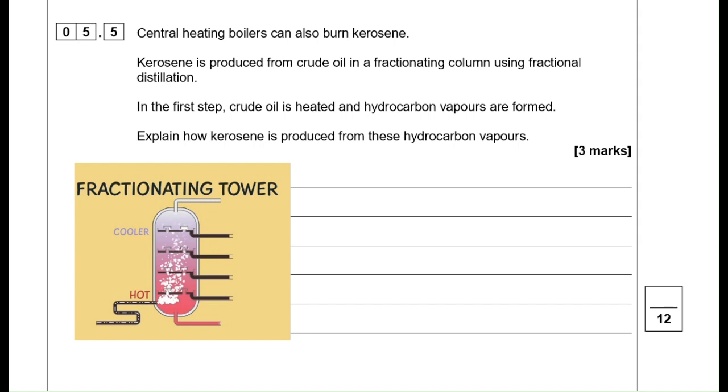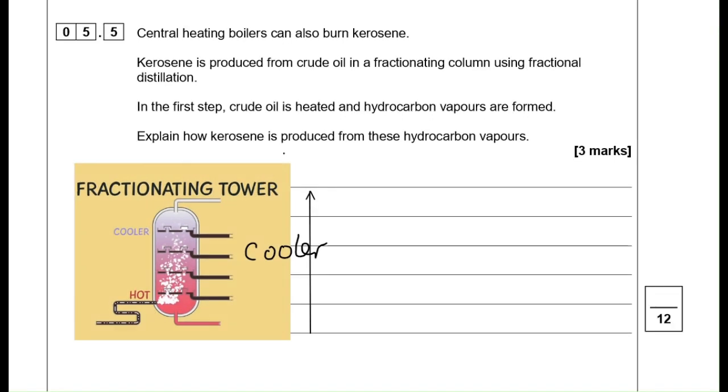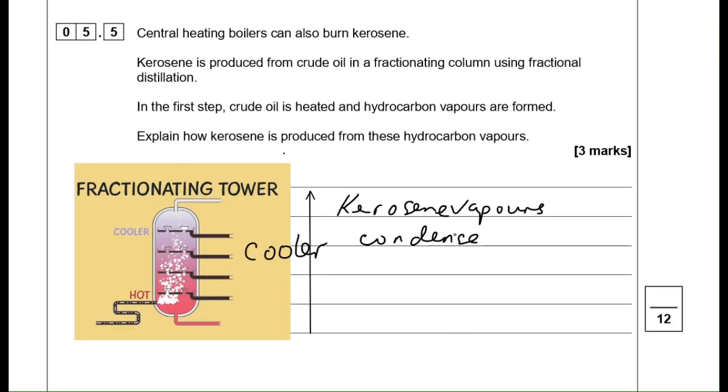So let's take a look at this image of a fractionating tower or column, and you'll notice that the fractionating column is hot at the bottom and cool at the top. So as the vapours rise up the column, they get cooler and cooler. And you'll also notice that there are vents at the side where different fractions come out, and the reason they come out where they do is because they condense. So our kerosene vapours will condense, and each of these fractions condenses at a different boiling point. So the reason kerosene vapours condense is because they condense at their boiling point.